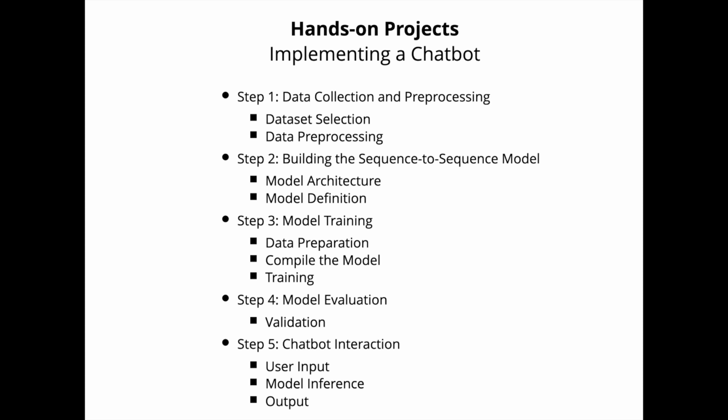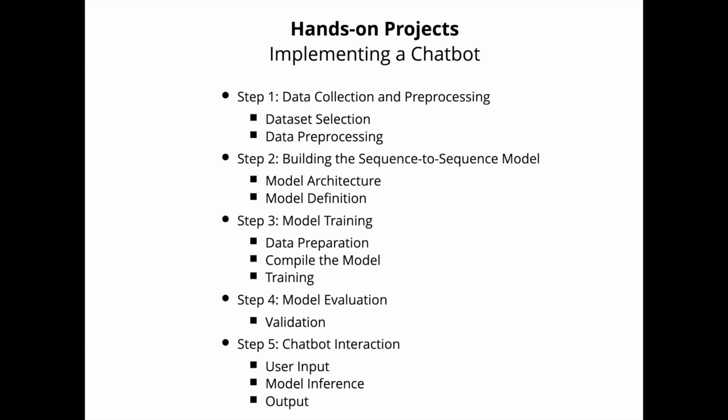First one is data collection and pre-processing. In this, first we do data selection. Choose a data set suitable for training a chatbot. Common data sets include conversational data from chat logs, forums, or customer support interactions. Next, data pre-processing. Pre-process the text data by tokenizing, cleaning, and vectorizing it. Remove punctuation, special characters, and stop words. Convert text into numerical vectors using techniques like word embedding, for example Word2Vec or GloVe.